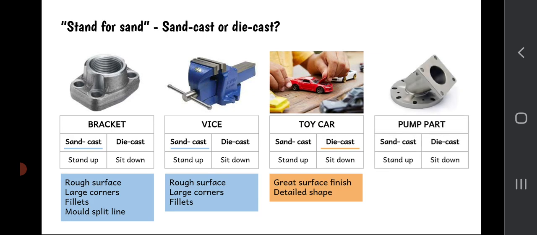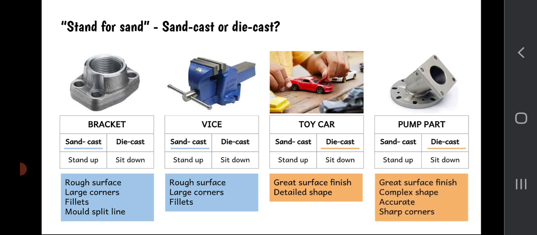And finally, this pump part right here has been sand cast or die cast. Well, it has also been die cast. We can tell that because it has an excellent surface finish. Compare it to the first bracket that we looked at. There's just not that dull orange peel-like quality to it. It's a complex shape. It looks as though it's accurate, and we know that it's not been sand cast. We know that it's been die cast because it has sharp, crisp corners on it as well.